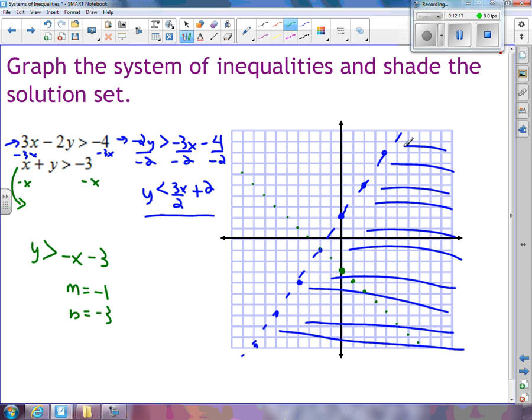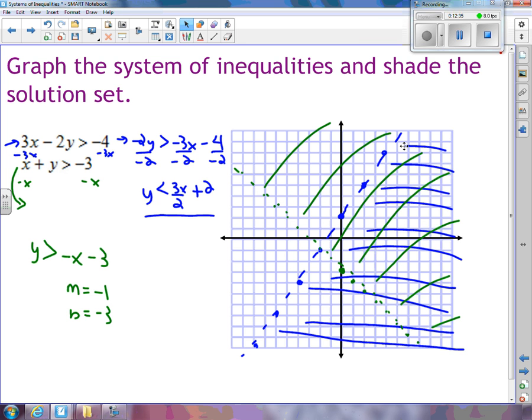Now I want to decide whether my line should be dotted or solid. Because it's y is greater than and not greater than or equal to, it's going to be a dotted line. And I want to shade above because it's y is greater than. The only thing that I have left to do is to darken the region where the two shaded areas intersect or where they overlap. That will be here.